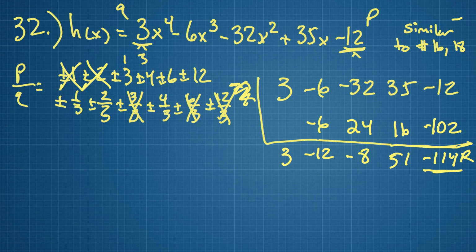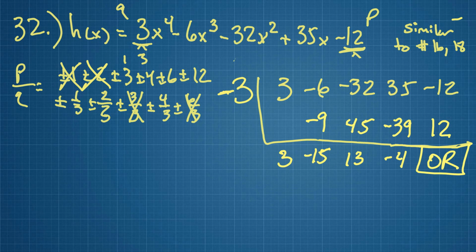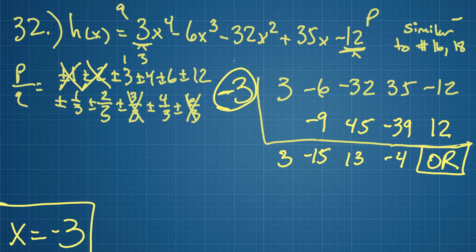I'm going to put 3 outside the box and see if that works. Now I tried 3. Didn't work. I got a remainder of -96. So that means I'm going to try -3 next and see what happens. Alrighty, so I tried -3 and I finally got something that worked. So that was my first guess, is -3. So I know one of my answers is x is equal to -3.